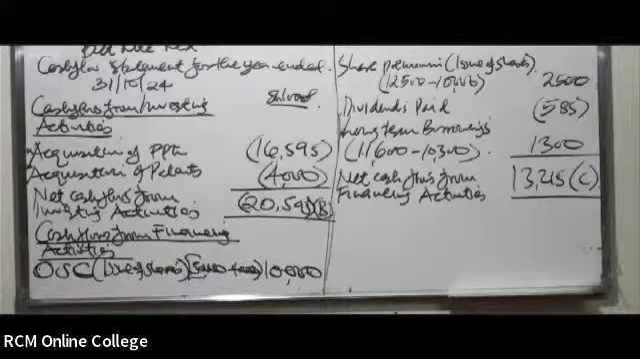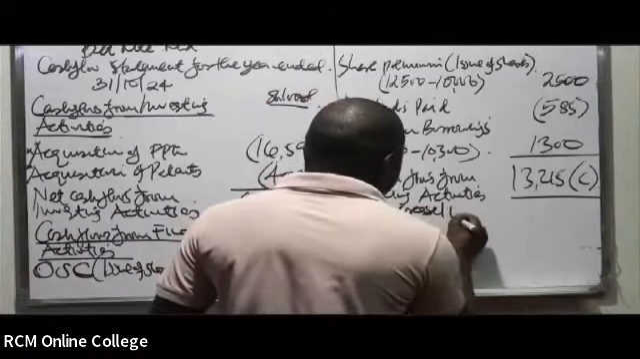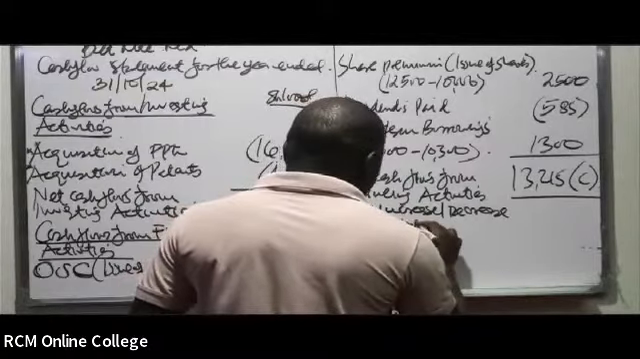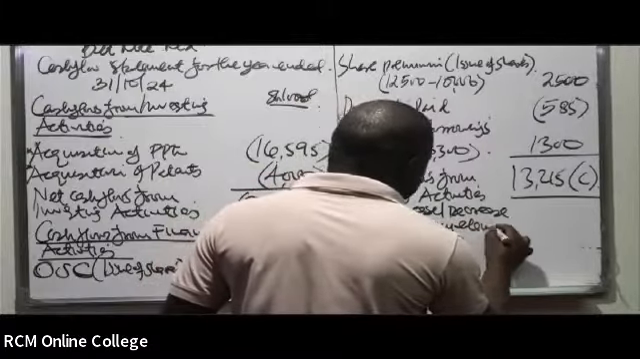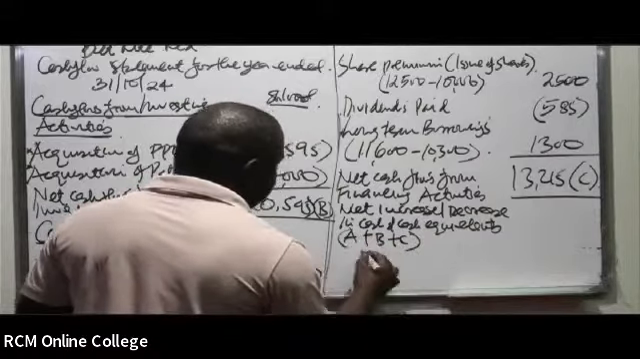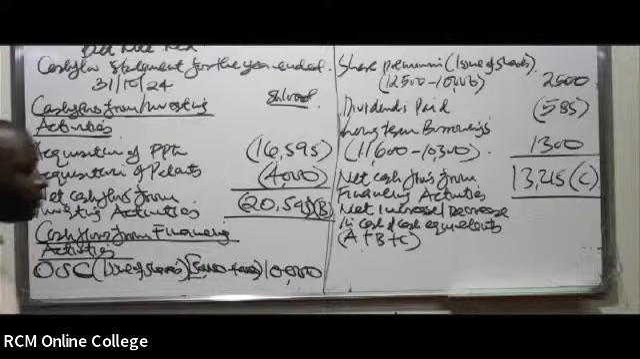So in this case, we can get the net increase or decrease in cash and cash equivalents. You add the three, that means A plus B plus C. What are you getting as the net increase or decrease in cash and cash equivalents? I can see a figure of 255.